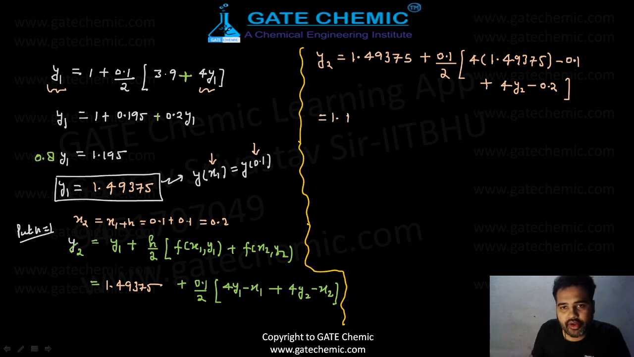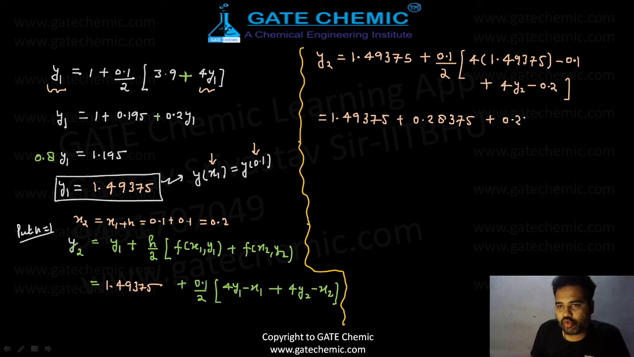So it's 1.49375 plus 4 into 1.49375 minus 0.1 minus 0.2. Okay, and multiplied by 0.1 divided by 2. So it will come 0.28375. Okay beta, and plus 4 into 0.1, 0.4, 0.4 by 2, 0.2.